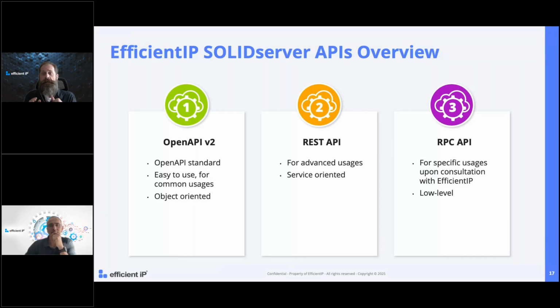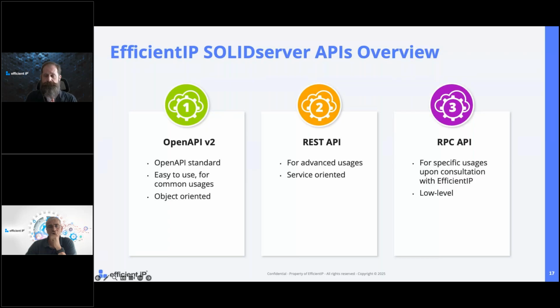So first, let's set our table. We have three types of APIs. The first one is the starter API. It's for simple use cases, and that would be our OpenAPI v2. Easy to use, and it is object oriented. So you think the common verbs like GET, PUT, POST, and DELETE would be part and parcel with our API v2.